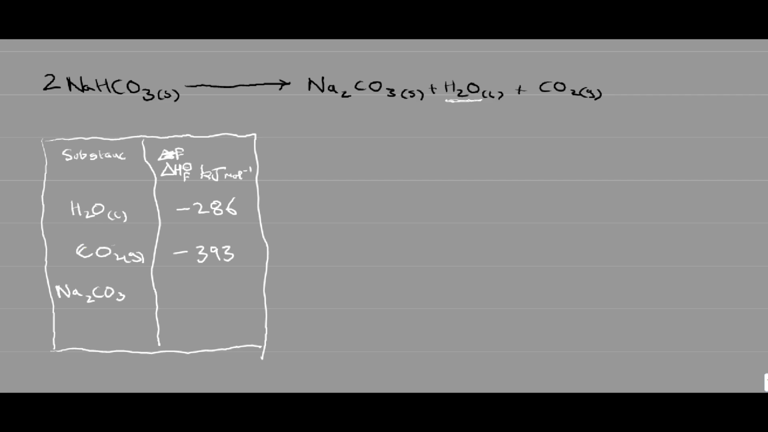Na2CO3 sodium carbonate solid is minus 1131 kilojoules per mole, and sodium hydrogen carbonate solid, the value is minus 950 kilojoules per mole. So we need to plug these values into the sum that we're using for delta HR.